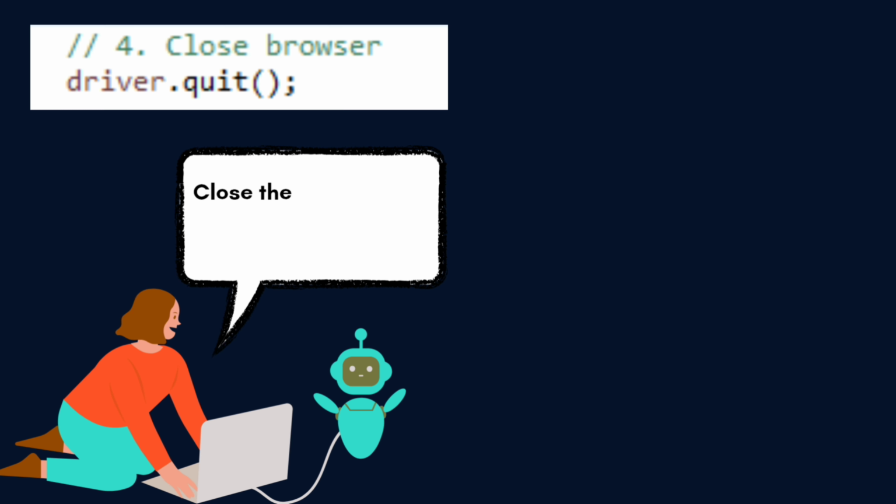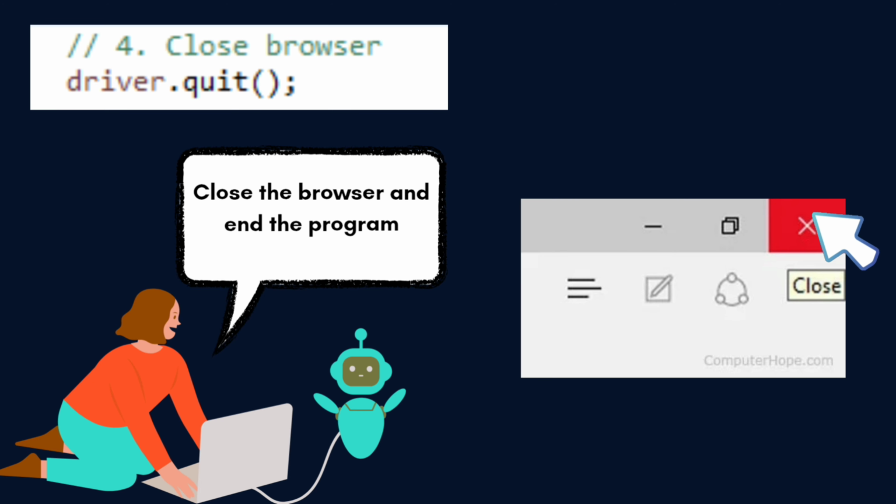Close the browser and go home. The robot shuts everything down neatly. You tell your friend, okay, you're done, close the laptop and take a break. So here you close the browser and end the program.